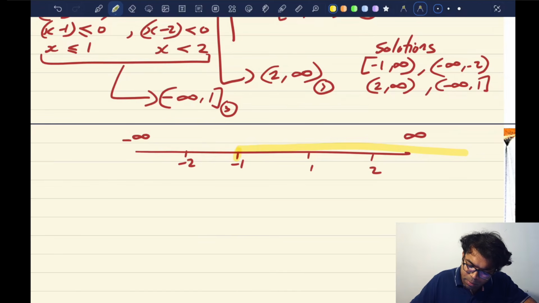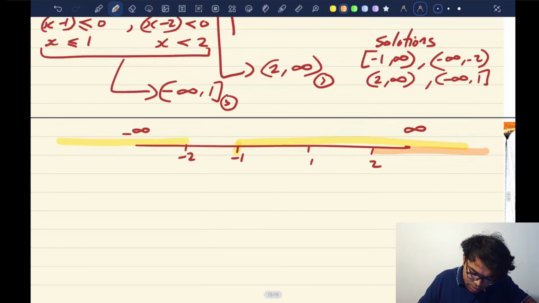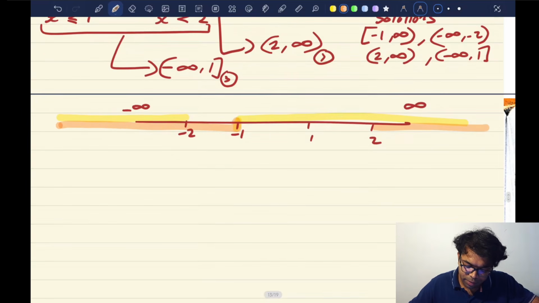Now the second one will be minus infinity to minus 2, not including minus 2. Then you have 2 to infinity, 2 to infinity is this one. And then you have minus infinity to 1, you have this region. Okay, so how will you write this down, Drupad? Tell me.